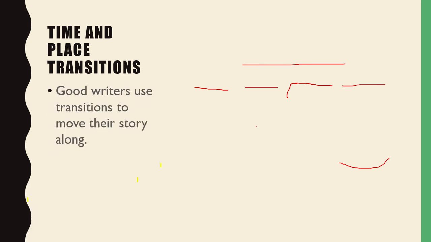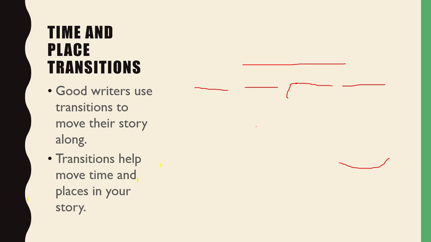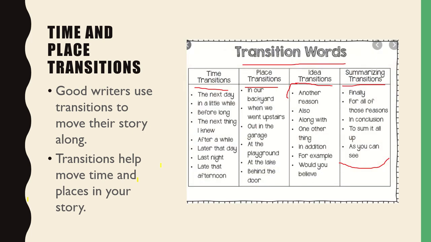Those time and place transitions are where good writers, which is you, are using transitions to move their story along. These help move time and places in your story. So you have an area that you're wanting to write about or information that you're wanting to write about, then give some transitions like these that will help you move along to the next place in what you're writing about. So we have time transitions.